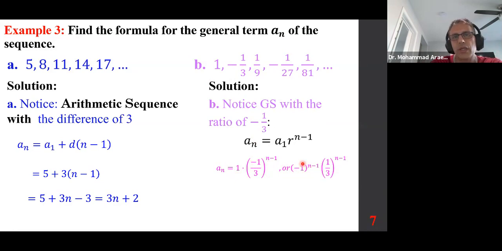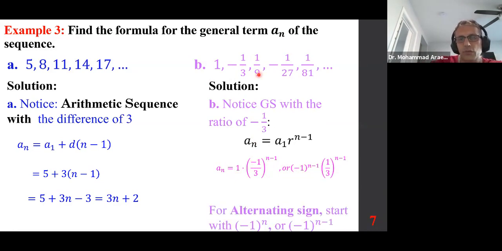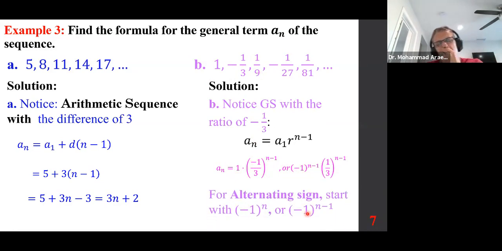So generally speaking, when it alternates, you have one of the two. Now the question is, which one and why? Well, if you look at the first one, class, if I use this one, negative 1 to the power of 1 is negative 1. That doesn't work. But if I use this one, negative 1 to the power of 1 minus 1 gives us 0. Negative 1 to the power of 0 is positive, so that works. So this is the one.